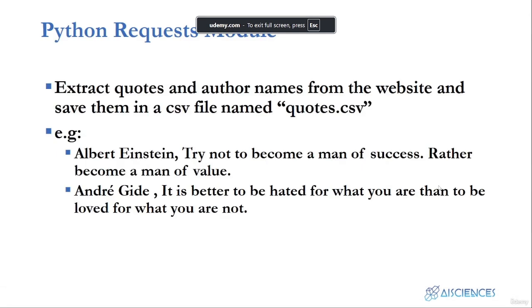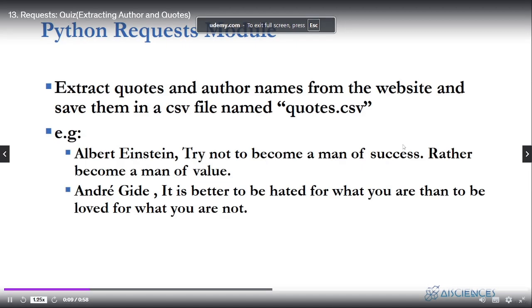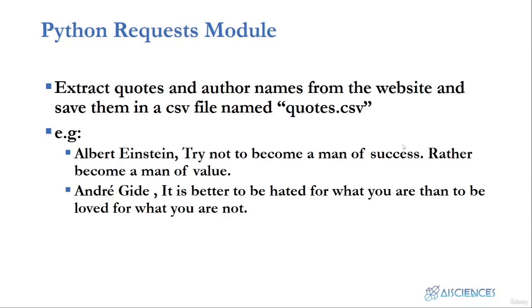So what I want you to do is to extract codes and author names from the website and save them in a CSV file named codes.csv. So you are getting codes from the website. Now what you have to do, instead of only getting the codes, I want you to extract the author names as well. And then instead of creating a text file, I want you to create a CSV file for that.